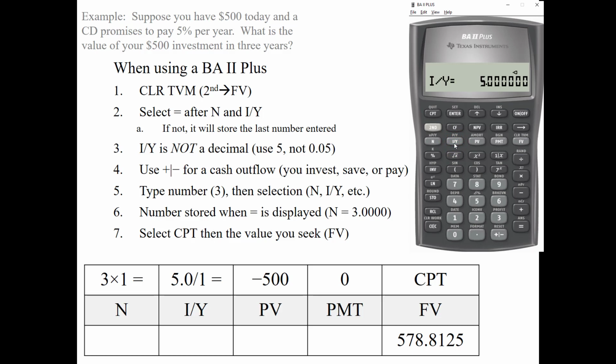Our PV is going to be $500. And it's going to be a negative amount because we're going to save that money. It's coming out of our wallet. We are saving that money. It's a negative amount, so we hit the plus or minus key. And then our PV. In this example, our payment or PMT is 0, so we hit 0, PMT. And we want to calculate or compute our future value, so we hit CPT and FV. And what we see is that we have a future value of approximately $578.81.